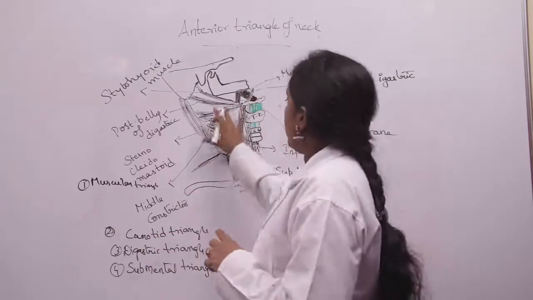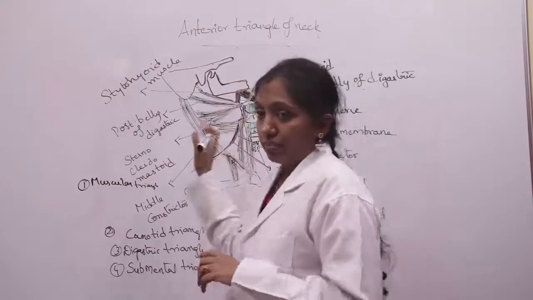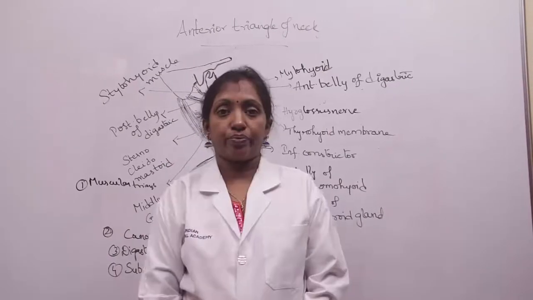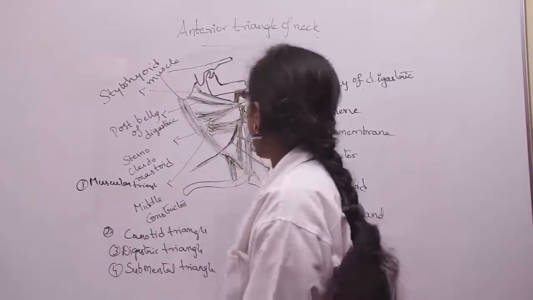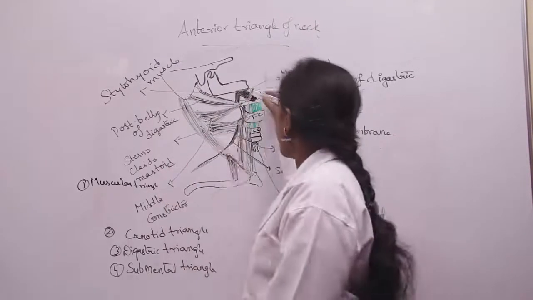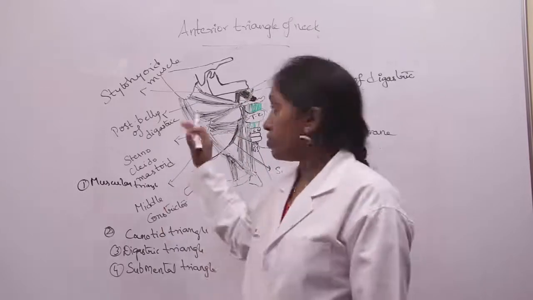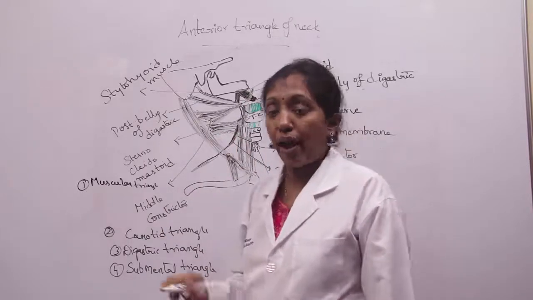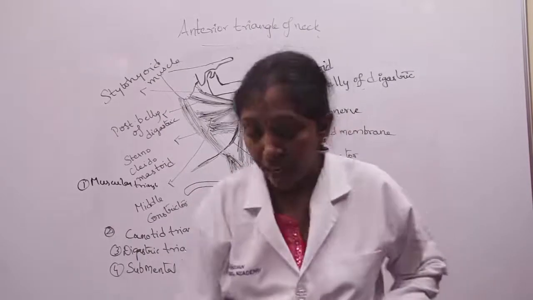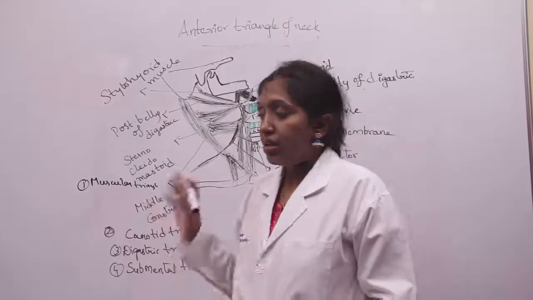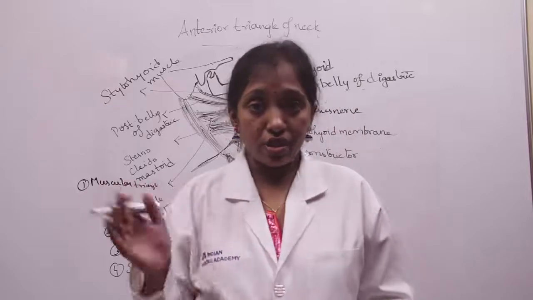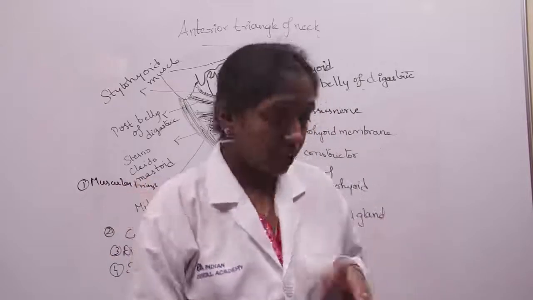So coming to the muscular triangle, it is bounded anteriorly from the symphysis menti to the suprasternal notch. Posteriorly, behind and above, we have the superior belly of omohyoid. Behind and below, we have sternocleidomastoid. And the floor is formed by sternothyroid and sternohyoid muscles. Sternohyoid muscle arises from the sternum to the hyoid bone. The muscle is superficial and converges above.